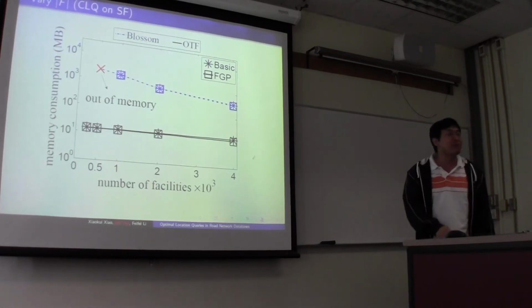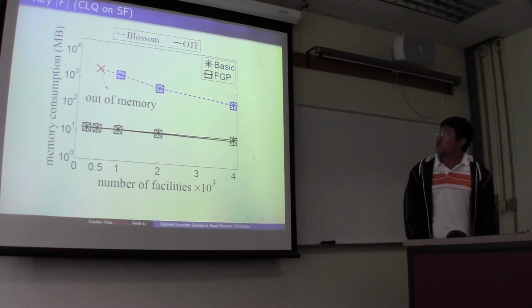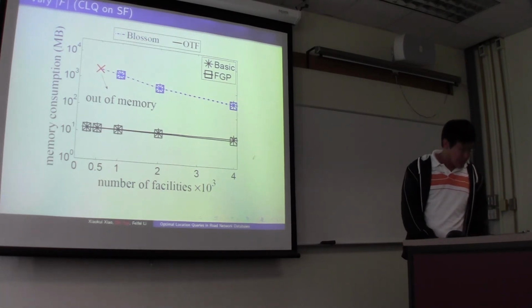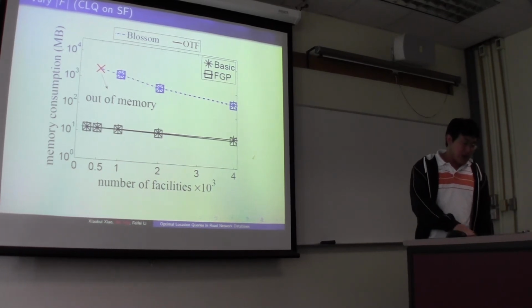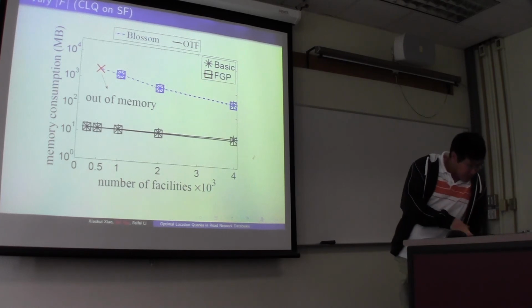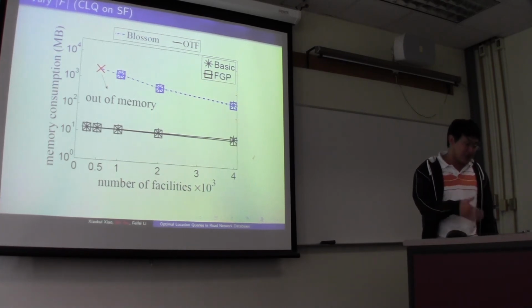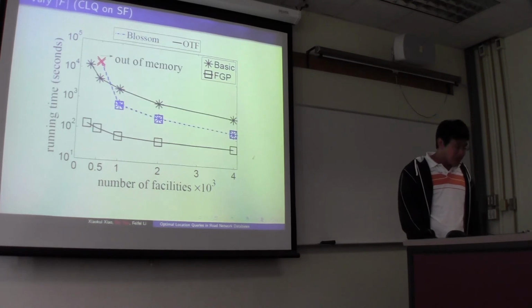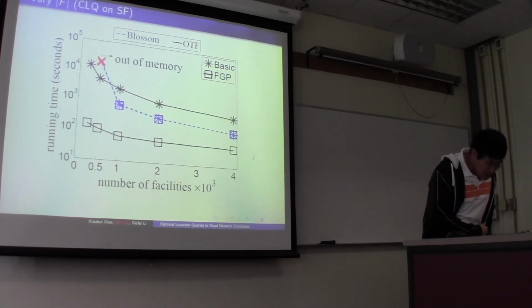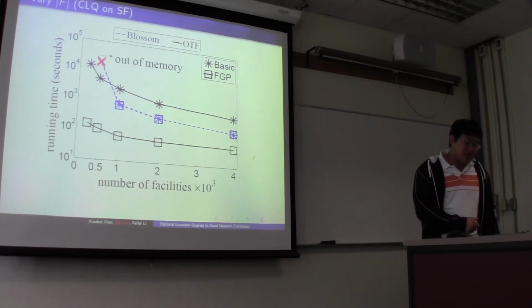I only show maybe one or two results for the experiment. First, we vary the number of facilities. As you can see, the Blossom algorithm is quite expensive in terms of memory consumption. With the decrease of the number of facilities, it increases dramatically, and especially when the number of facilities is less than 1/7, it runs out of memory. And in terms of the runtime, the on-the-fly with FGP method outperforms all the solutions.